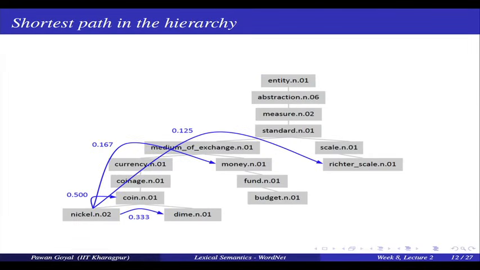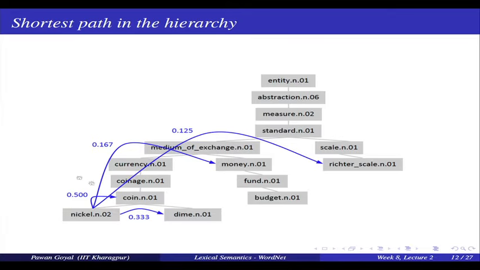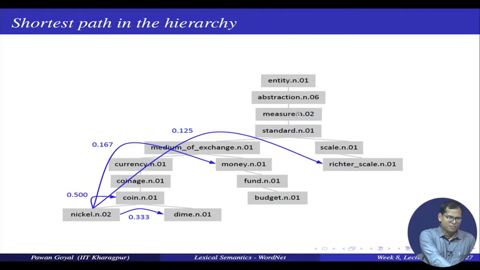So let's take an example of what this path similarity will look like. This is my WordNet hypernym graph. Not all the nodes are shown, only very few nodes. You start with entity, abstraction, measure, standard, although with entity there will be other concepts here. Then you come to a particular branch where you have medium of exchange, currency, coinage, coin, nickel, and so on. Now I want to find the similarity across two different concepts.